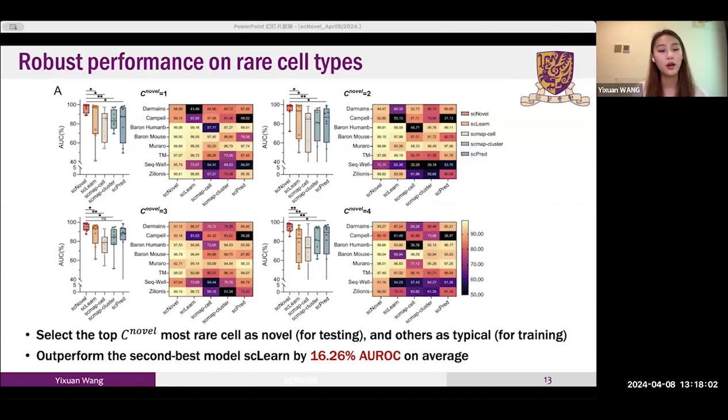In our experiment, we set the top scNovel's most rare cell types as novel for testing or query, and the other cells as typical for training or reference. The box plot here shows that scNovel has a higher mean but smaller interquartile range of AUROCs than all the other methods. Also, the significance of these improvements is annotated using the star marks. Overall, scNovel's AUROC value is up to 16.26% higher than the second best method, scNlearn, on average.